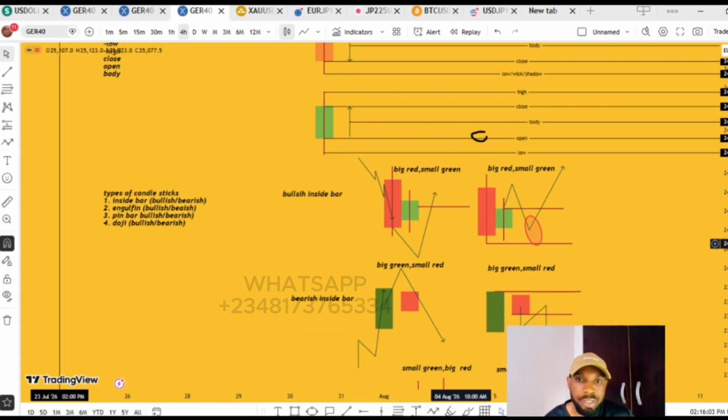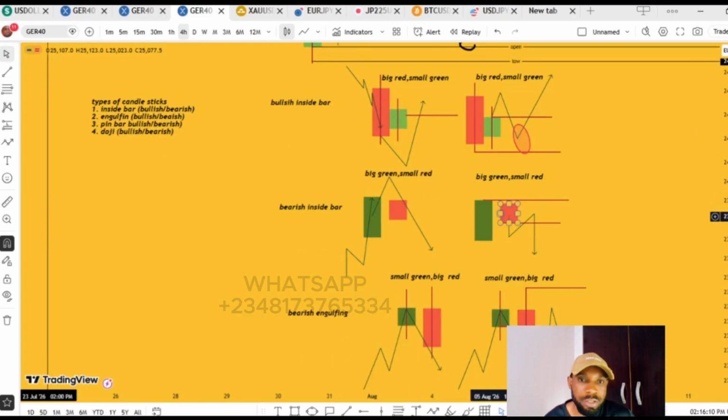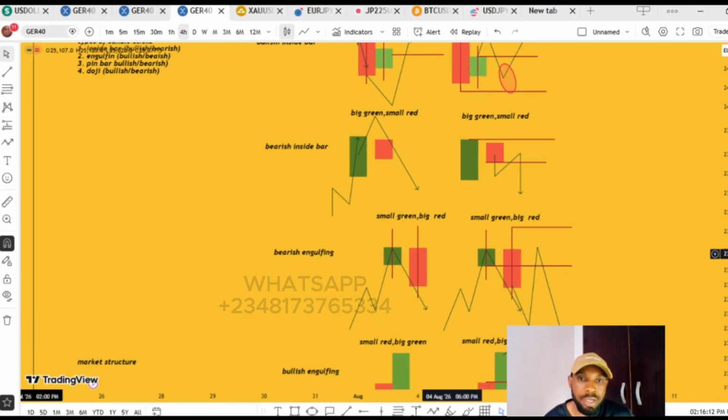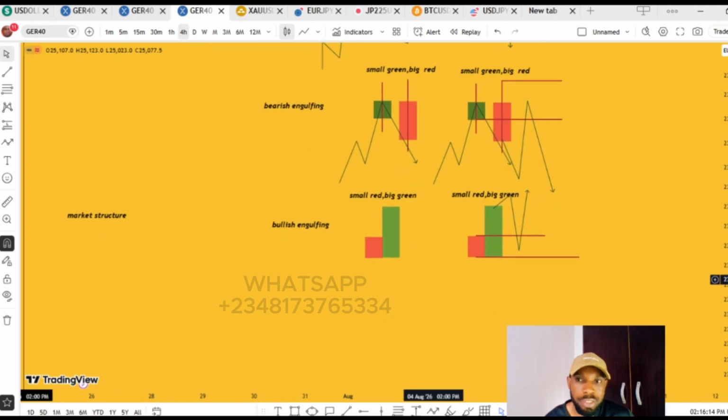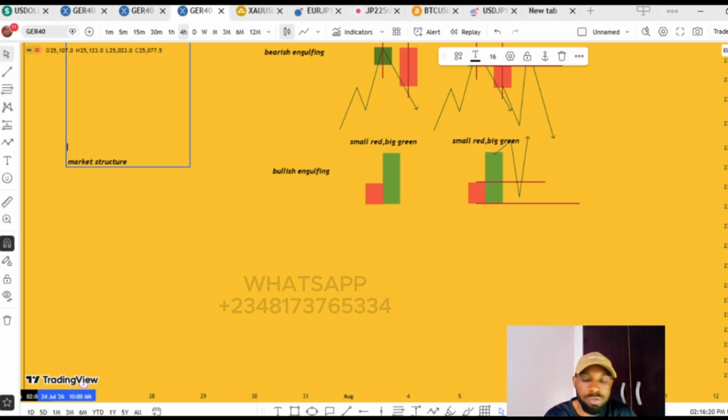And I want to show you the types. You can see these are the types, these are the application of it. So we are not at market structure yet, so don't get it twisted.